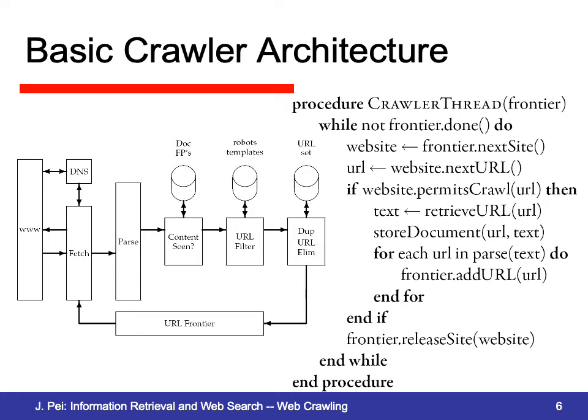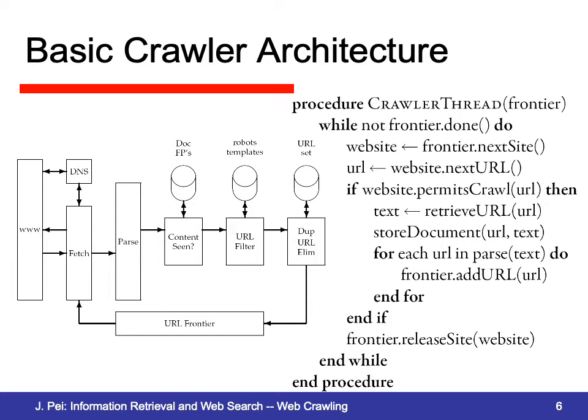This figure shows the basic architecture of a web crawler. Each crawling process includes several worker threads, and each worker thread performs repeated work cycles. At the beginning of each cycle, a worker obtains a URL from the frontier data structure, which gives out URLs according to their priority and politeness policies.